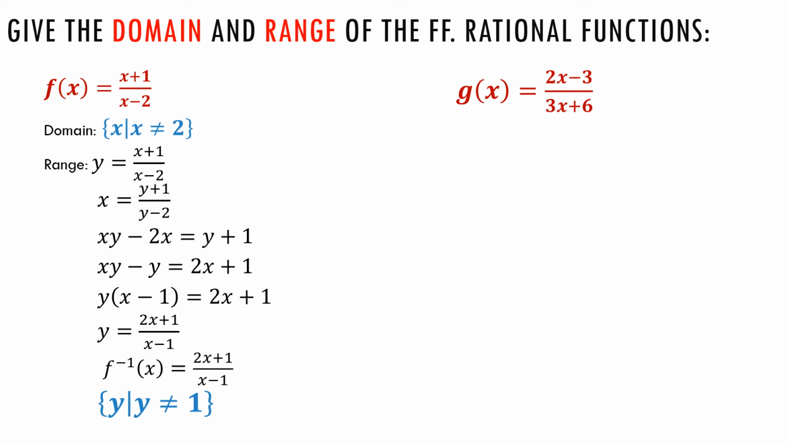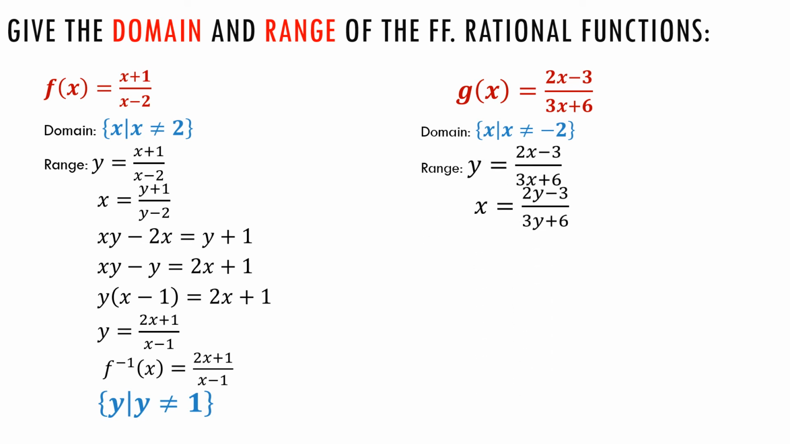How about this last example? We have g of x equals 2x minus 3 all over 3x plus 6. So, ano yung value ng x dyan sa denominator that will make it 0? So, we have negative 2. So, ang domain natin is the set of all x such that x is not equal to negative 2. For the range, kunin agad natin ang inverse.